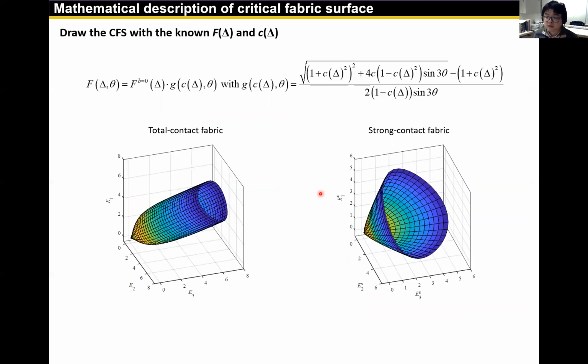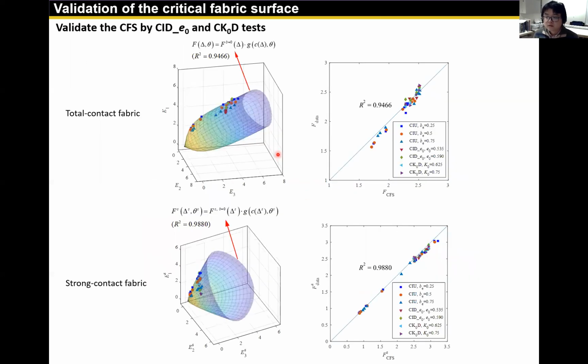Since the equation is known and the F-delta and C-delta relations are all calibrated, the critical fabric surface can be drawn, but we still want to validate this surface by other triaxial tests with some different initial void ratios and with some initial fabric anisotropy. So the critical fabric surface is plotted with other test results, such as drained triaxial tests conducted on loose and dense specimens, drained triaxial tests conducted on specimens with initial fabric anisotropy, and undrained triaxial tests with intermediate principal strain ratios other than 0 and 1.